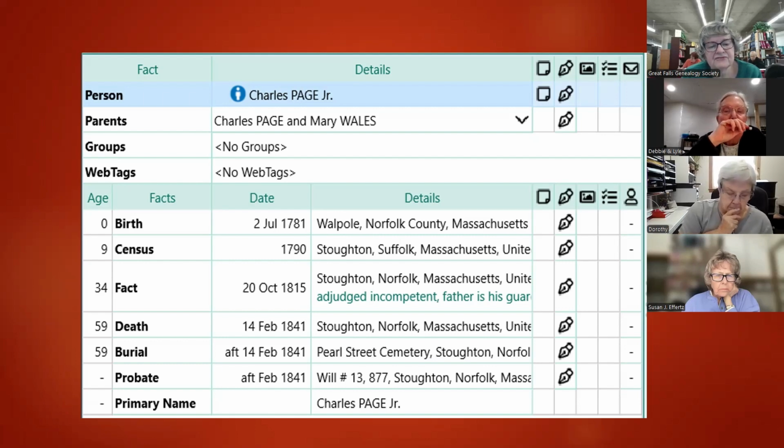He dies at the age of 59 in Stoughton. He's buried in the Pearl Street Cemetery at Stoughton. And there is a will. It's minimal. It just says he has nothing, but his dad made sure that something was filed. And that's pretty much it for Charles Page Jr. I'm telling you, it's frustrating. This one is.